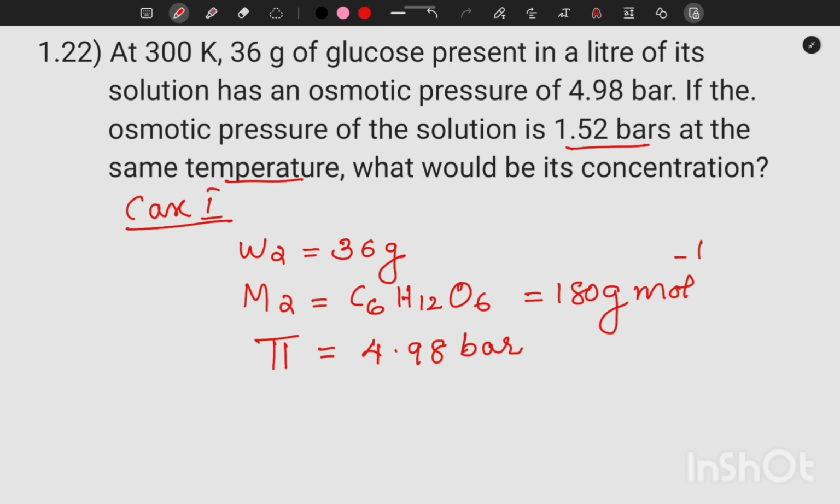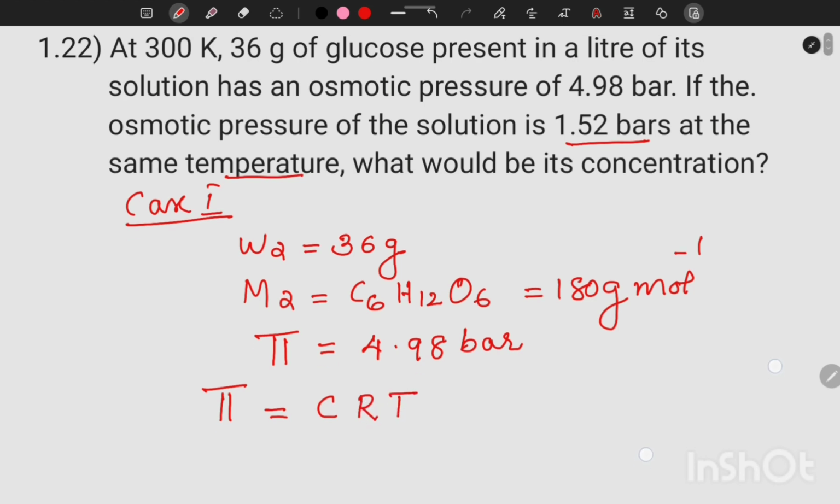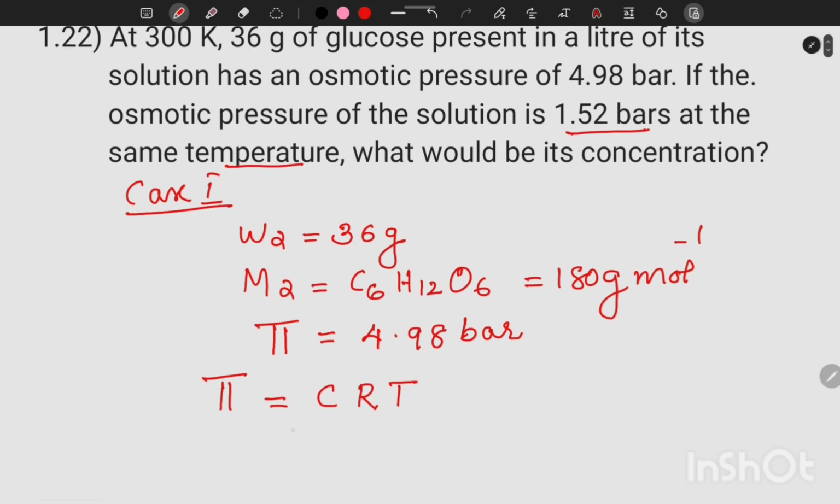If the osmotic pressure of the solution is 1.52 bar at the same temperature, what would be its concentration? So pi is equal to CRT. C refers to molarity. Molarity is equal to number of moles divided by volume of solution in liters.